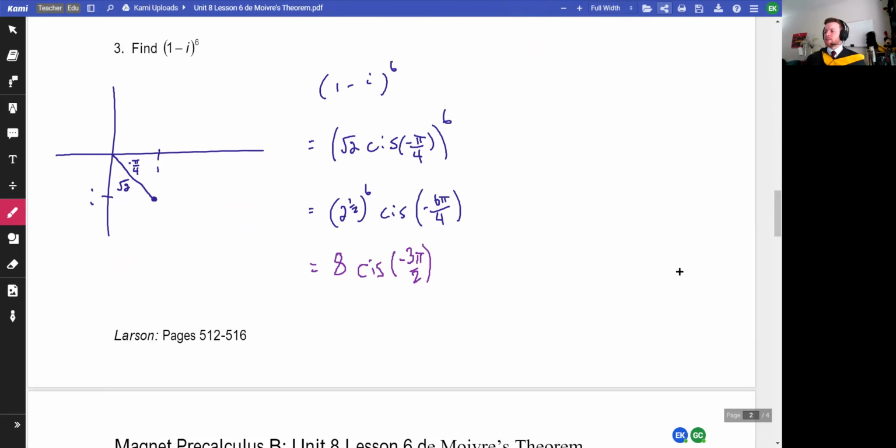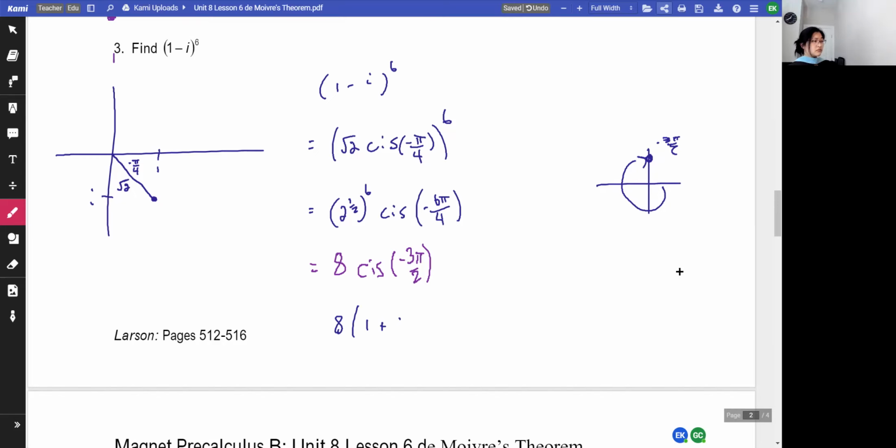Well, let's just do it. What is cosine of negative 3 pi over 2? 1. So it's going to be 8 times 1 plus i. What is sine of negative 3 pi over 2? 0. Look at that. It's 8.